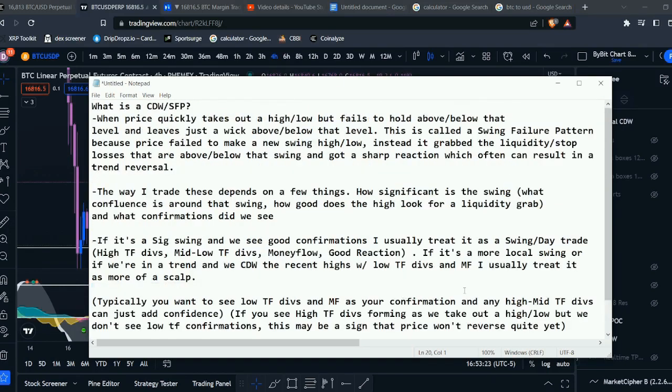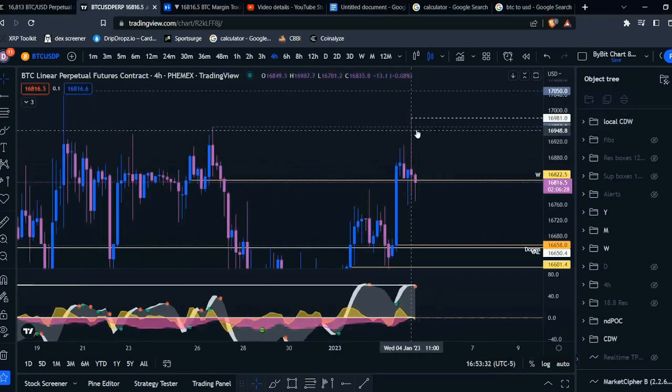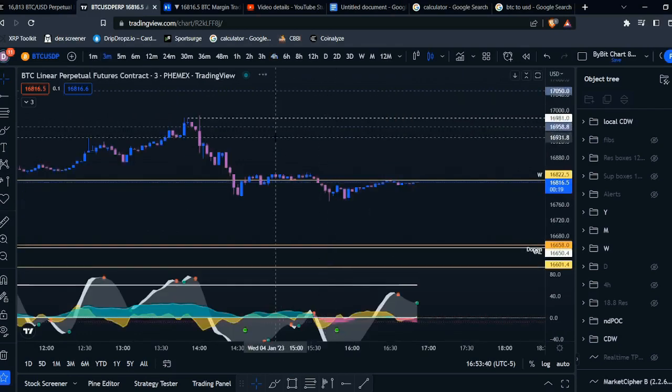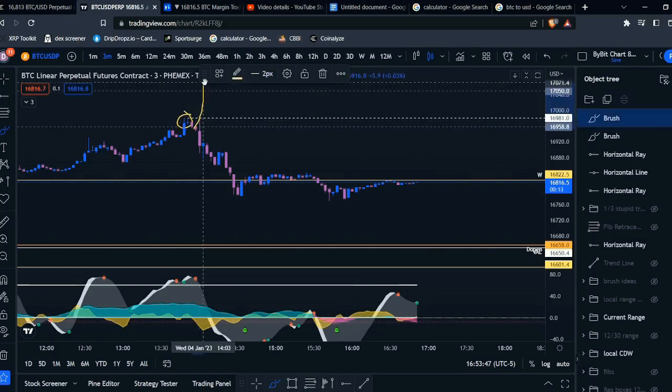If you see high time frame divs forming as we take out a high or low, but you don't see the low time frame confirmations, sometimes it means that the high or low isn't in yet and that price isn't ready to reverse. So now let's talk about this trade that I entered up here, because like I said, at first I wasn't exactly sure if this was going to be the high or if we maybe had to come up and grab liquidity elsewhere before getting a reversal.